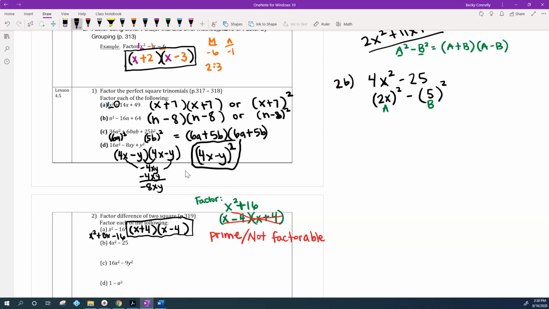And then if I factor this, I'm going to have 2x, because that's my a, so I'll have 2x plus 5, because that's my b, and then in the other parentheses, a minus b, so that's going to be 2x minus 5. And again, if I FOIL that all together, I'll come back with what I started with here. Okay? So just kind of a way to think through some of those there.